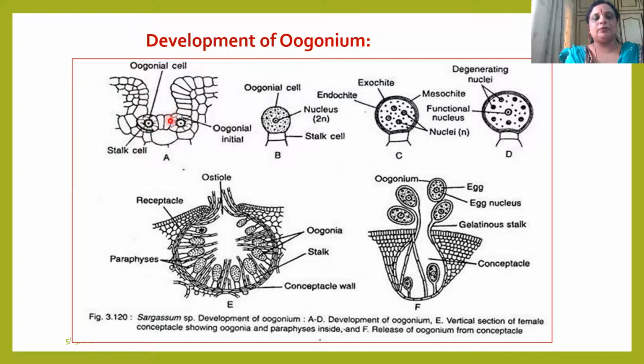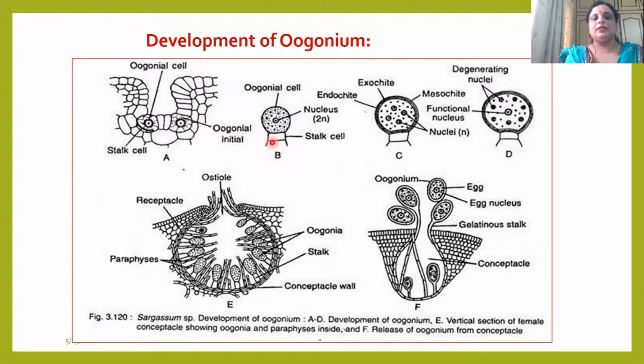You can find some of the cells which are getting distinguished. That is, they will have a prominent nucleus and dense cytoplasm. Those cells are called oogonial initials. Later, what happens to these oogonial initials? They undergo one transverse division. The oogonial initial is undergoing one transverse division.